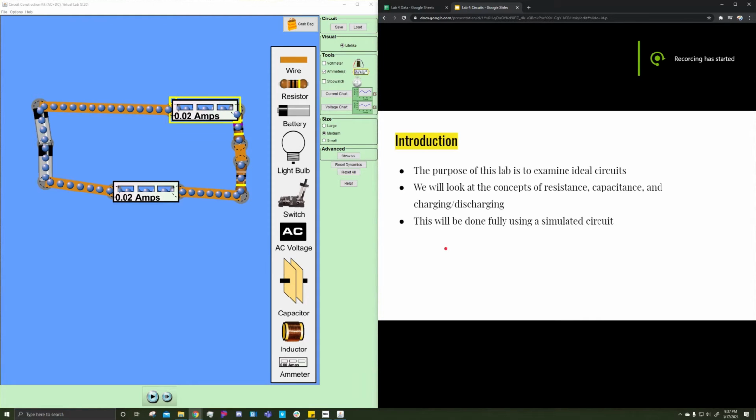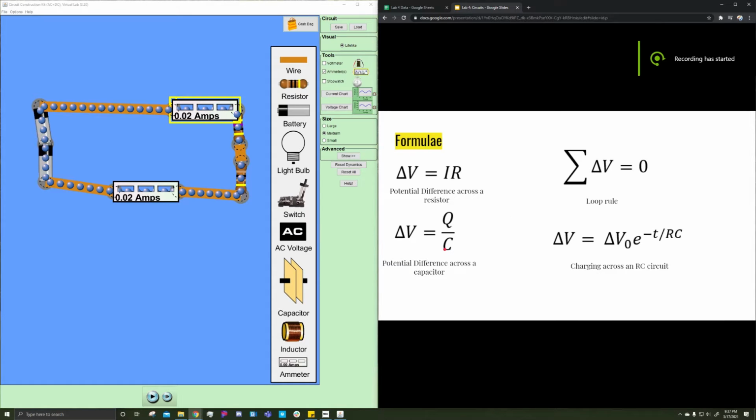The purpose of this lab is to examine ideal circuits. We'll be looking at the concepts of resistance, capacitance, and charging or discharging of capacitors. This will be done using a fully simulated circuit. The formulas used in this lab are the potential difference across a resistor, Ohm's law, the potential difference across a capacitor, the loop rule, and charging across an RC circuit.